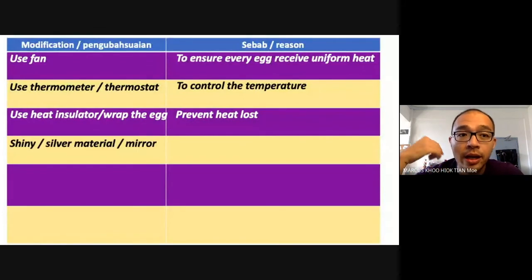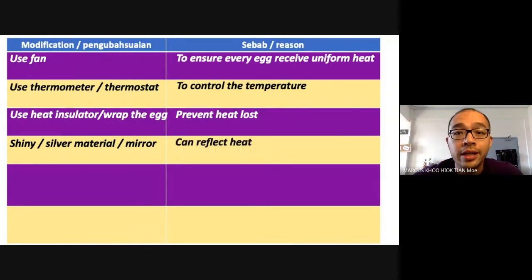Okay, another one, I didn't see this, is we use a shiny or silver material or mirror. Because mirror is good, it can reflect the heat around. So you don't have to waste too much energy by providing electrical current. You use the power of the mirror. Remember your solar oven last year, guys? You used mirror and aluminium foil to reflect the heat. Even though some of you, until night time, still wanted to fry the egg.